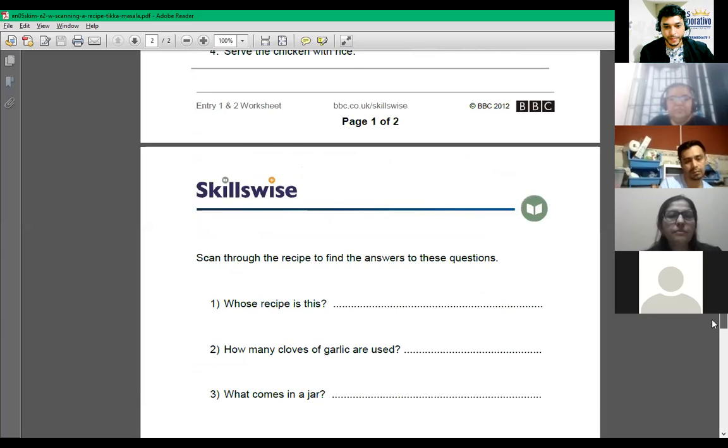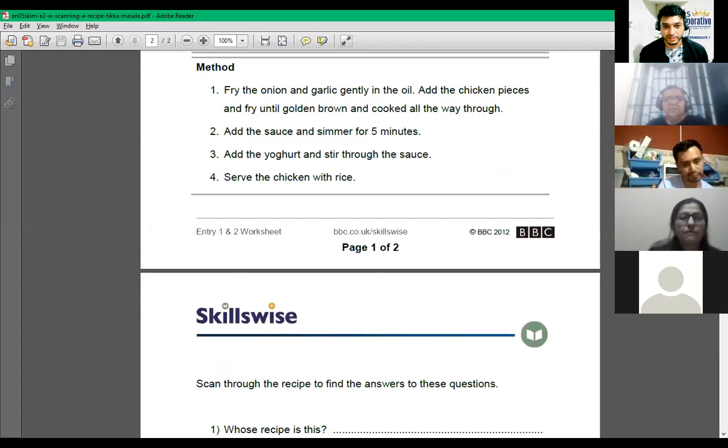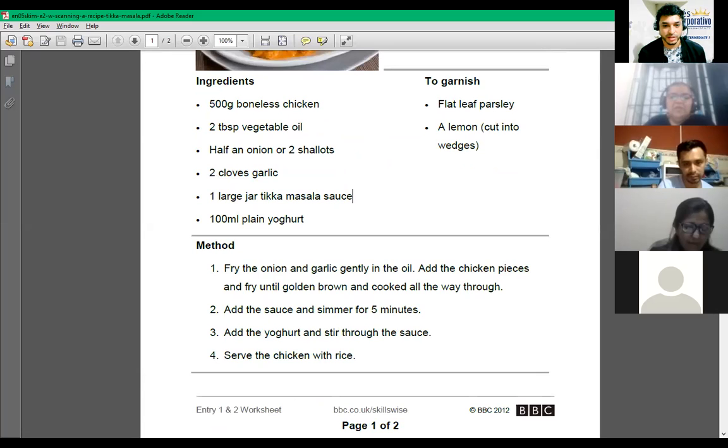Next question. How long should you simmer the sauce? Where would you find the answer? In the ingredients, in the procedures? In the procedure, right. How long do you simmer the sauce? 5 minutes. For 5 minutes? 5 minutes. And what is simmer?